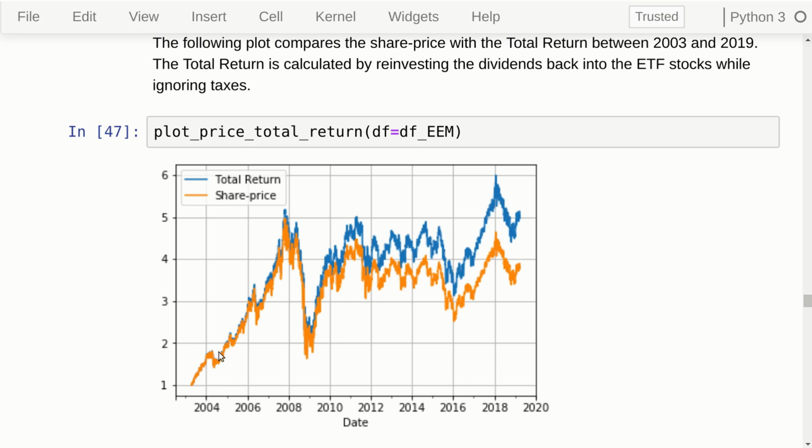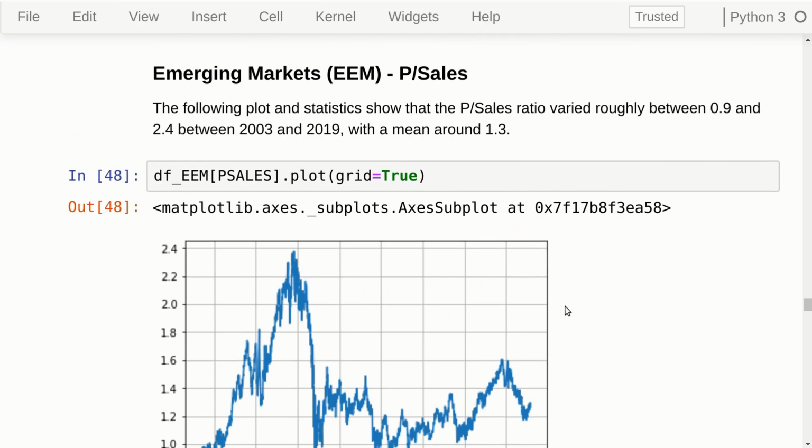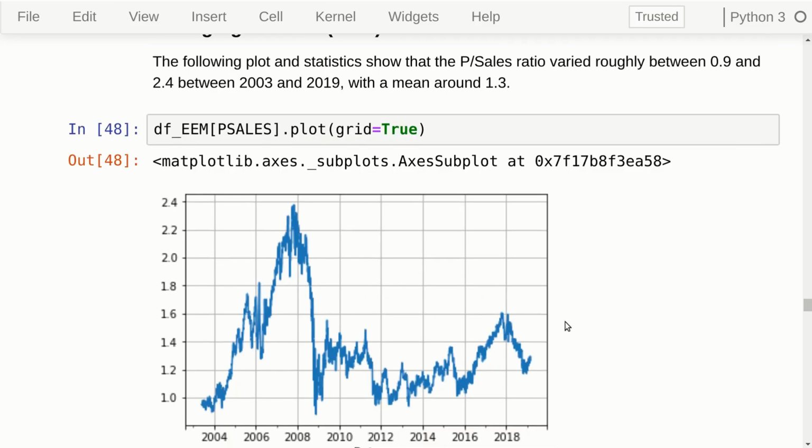And as we can see, from 2003 to 2008, it increased about 5-fold. And then we had the global financial crisis, where it crashed almost back to the same level that it started at. And then it recovered somewhat, and then it has been more or less zigzagging since then. So let's take a look at the price to sales ratio for emerging markets. And we have it in this plot here.